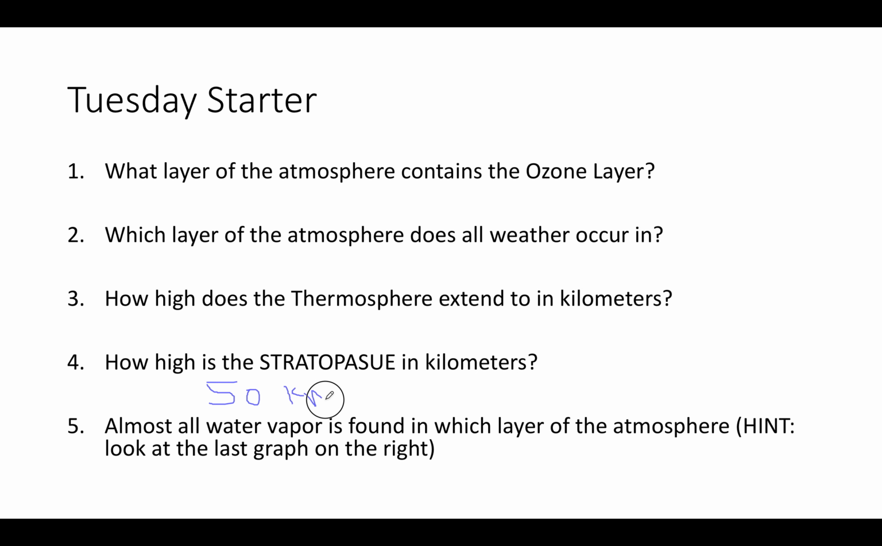Don't forget your units. And almost all water vapor, if you look on the far right, is found in the troposphere. And that is because all weather occurs here. And we need water in the water cycle for weather. Okay, so that's very important. That's the whole key of this unit. All weather occurs in the troposphere. That troposphere is the closest to the surface, and it contains almost all water vapor.